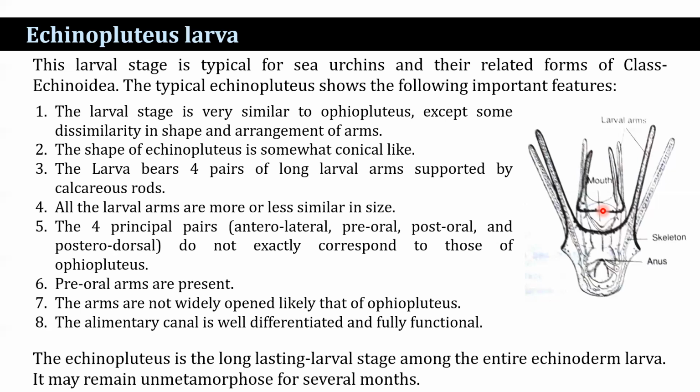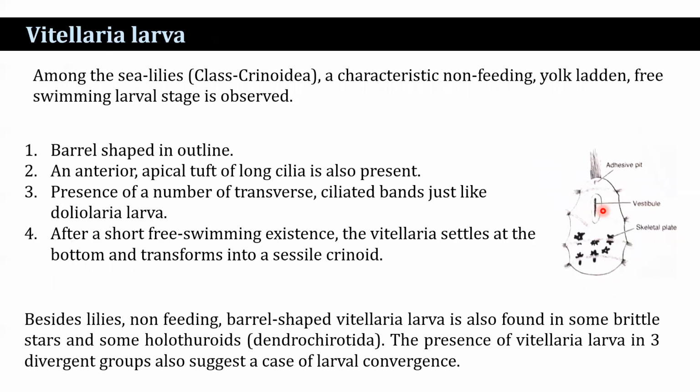Now, other than the Auricularia and Pluteus groups, some other larvae are also found among echinoderms. What are these larvae? Vitellaria larvae, among sea lilies, under the class Crinoidea. What are the features of the Crinoidea? They are stalked and free-moving echinoderms. They have the oral side of the body directed upwards, with arms branched and bearing pinnules. Those are the features of sea lilies.